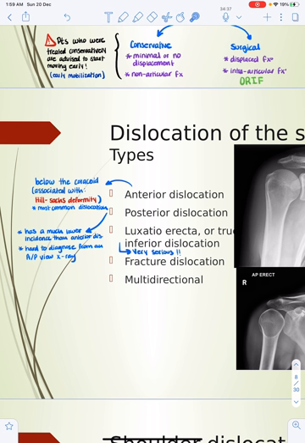Basically the humeral head dislocates posteriorly. That's all we have to know. It's hard to diagnose from a normal x-ray. It's much less common than anterior dislocation.